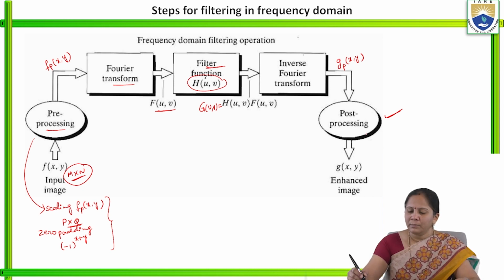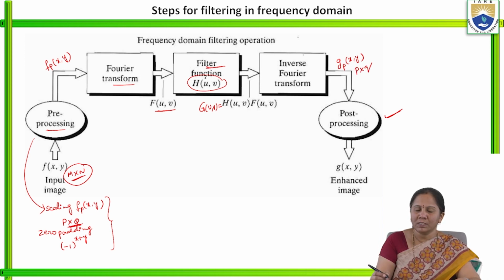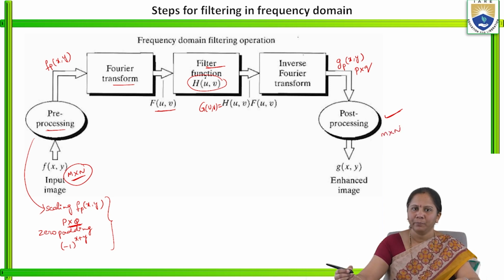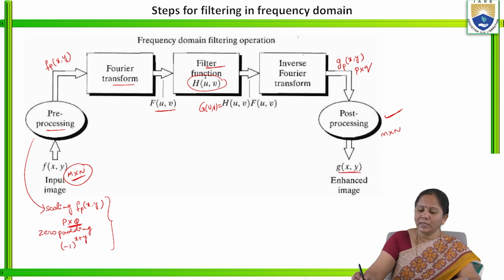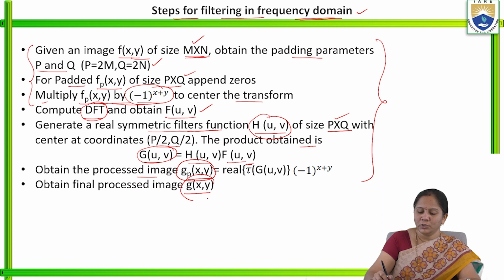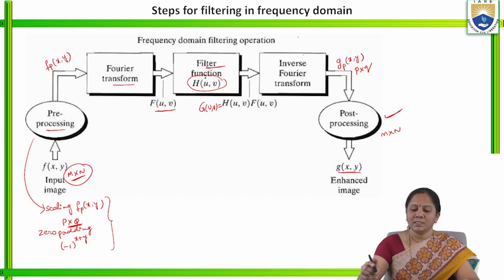Previously, up to this step, the image size will be p by q because it is scaled. After post-processing, the image size comes back to the original, which is m by n. After that, we are going to get the enhanced output image, g of x comma y. So these are the steps for filtering that we have to follow in the frequency domain.